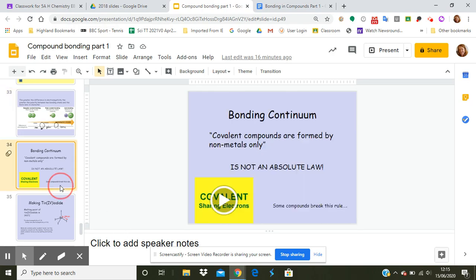There is a fun little video here you can watch and sing along to if you want, but let's look at that. It is not an absolute law. There's a murky area around the 0.4 mark where you don't know whether it's polar or non-polar. They're never going to give you one that's a bit dodgy. It's obviously above 0.4 or below 0.4, as again with the ionic.